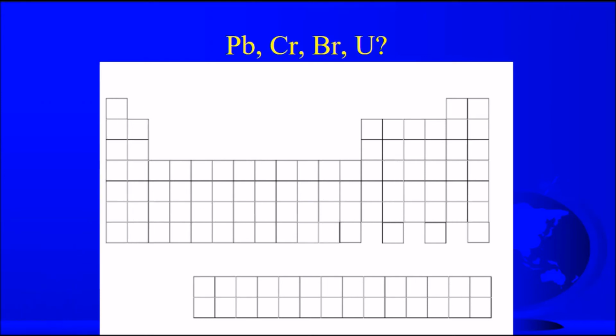So what makes this so easy? All you do is you look on the periodic table. If you find anybody in that column, the answer is 2. Anybody in this column, the answer is 4. Anybody in the last column, the answer is 8.